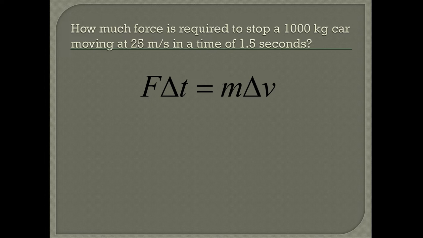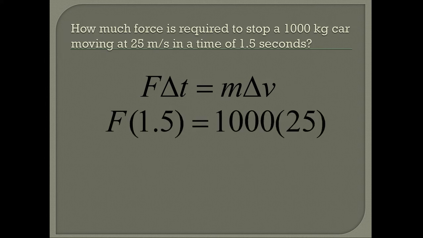Our mass is 1,000 kilograms. And the change in velocity, it's initially going 25 meters per second. We want it to stop, so it's going to go to 0 meters per second, meaning the overall change in velocity would be 25 meters per second. So plugging in what we know, the change in time is 1.5, 1,000 kilograms for the mass, and change in velocity will be 25.